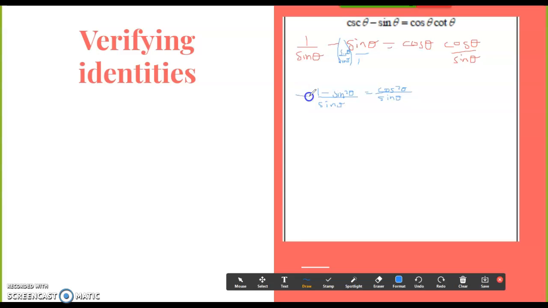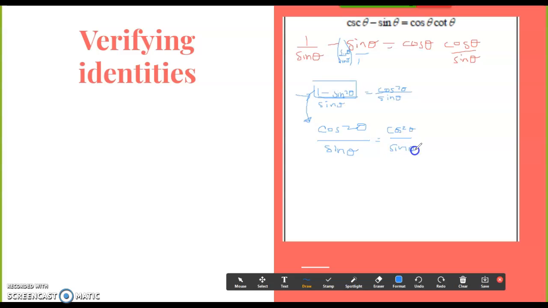Now look, in the numerator, guys, from our Pythagorean theorem, we know that 1 minus sine squared theta is just cosine squared theta. So this whole numerator is equal to that. And I can sub that in. So I have cosine squared theta over sine of theta. That equals cosine squared theta over sine of theta.